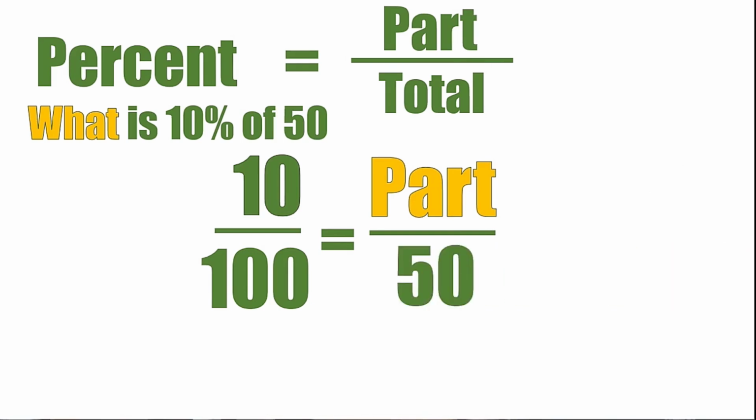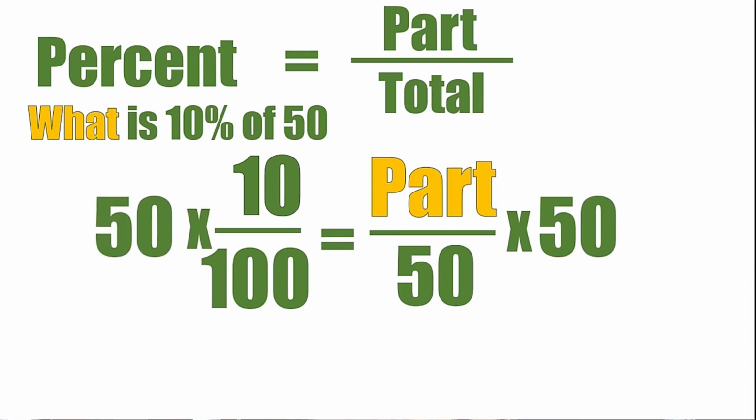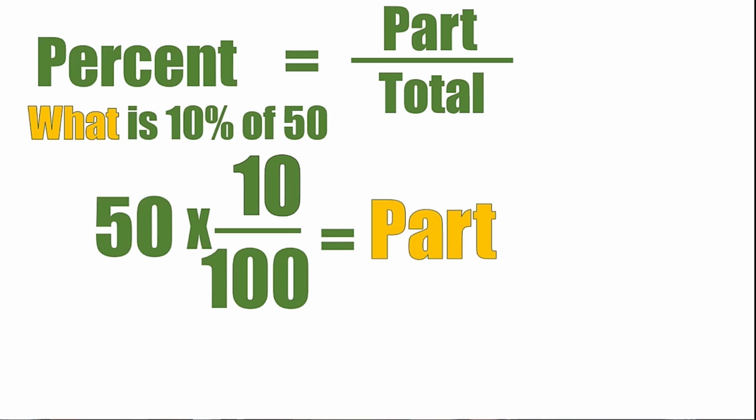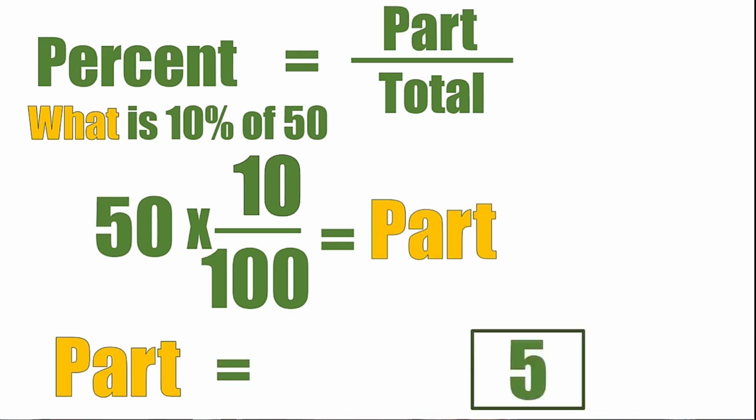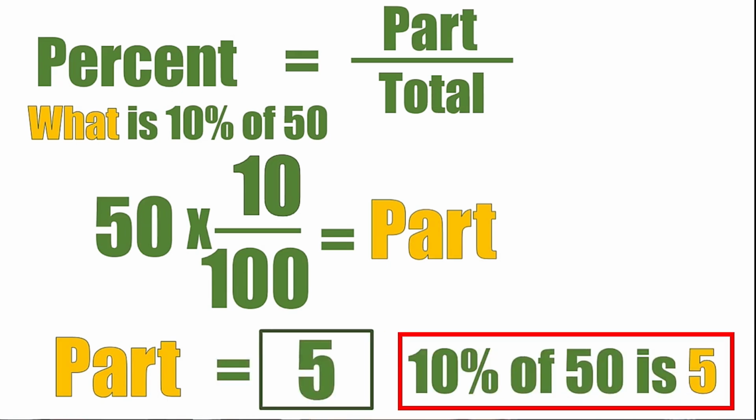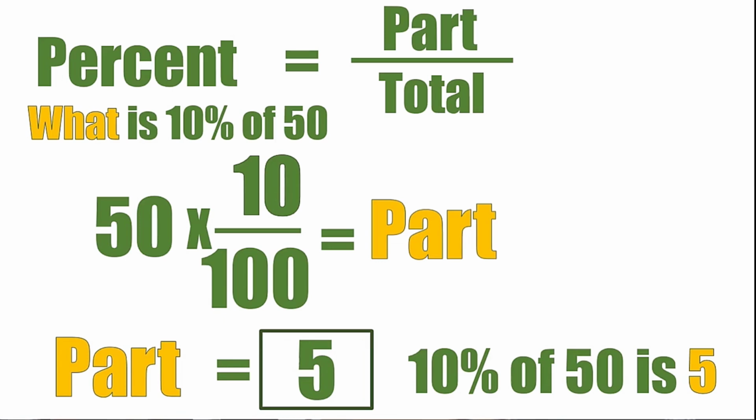So since we are interested in the part, we need to get rid of the 50, which is on the denominator, on the right hand side of the equal sign. And to do that, you're going to multiply both sides by that 50. So I'm going to start by multiplying the right hand side by 50, and also multiply the left hand side by 50. So I'm going to cancel out the two 50s on the right hand side. So cancel this 50 and cancel this 50, and we shall remain with just the part. So when I use the calculator and rearrange my equation, my part is now going to be 5. So we can conclude that 10% of 50 is 5. So that's how you do it when you are given the percent and the total.